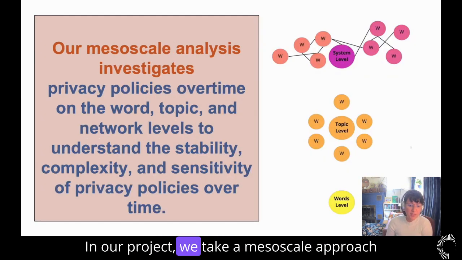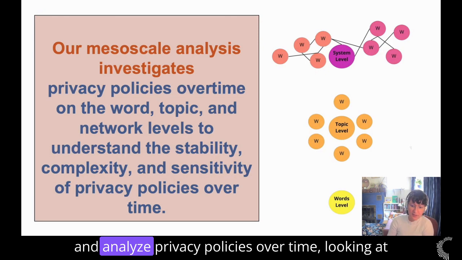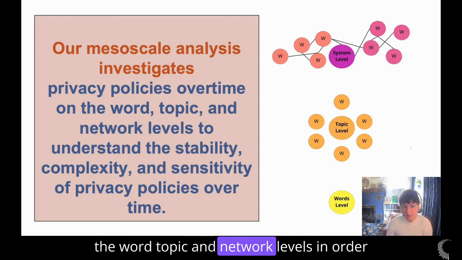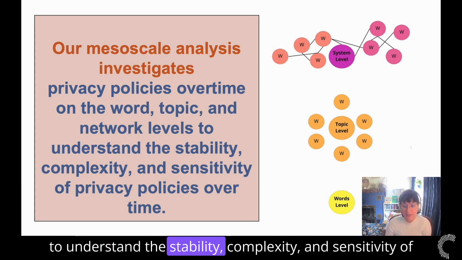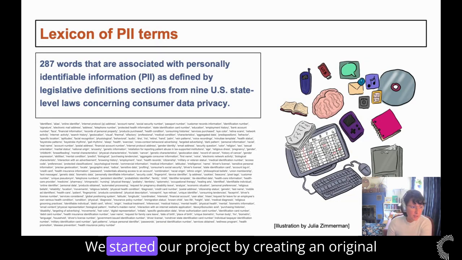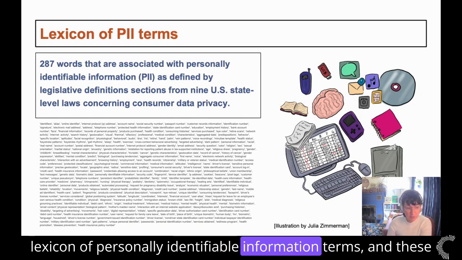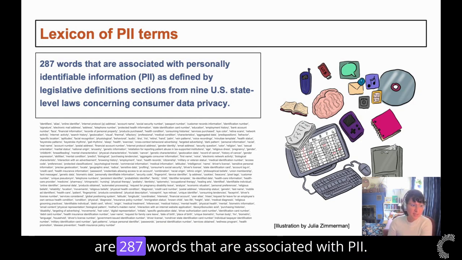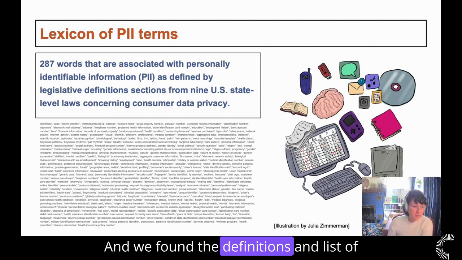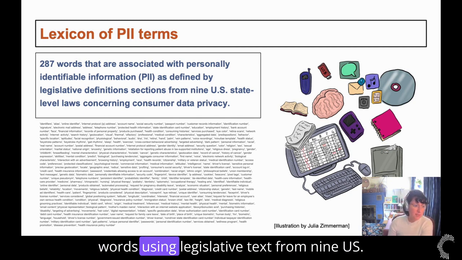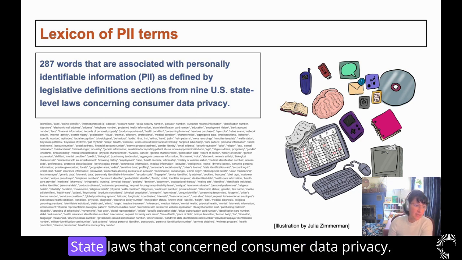In our project, we take a mesoscale approach and analyze privacy policies over time, looking at the word, topic, and network levels in order to understand the stability, complexity, and sensitivity of privacy policies over time. We started by creating an original lexicon of personally identifiable information terms, 287 words associated with PII. We found the definitions and list of words using legislative text from 9 U.S. state laws that concerned consumer data privacy.